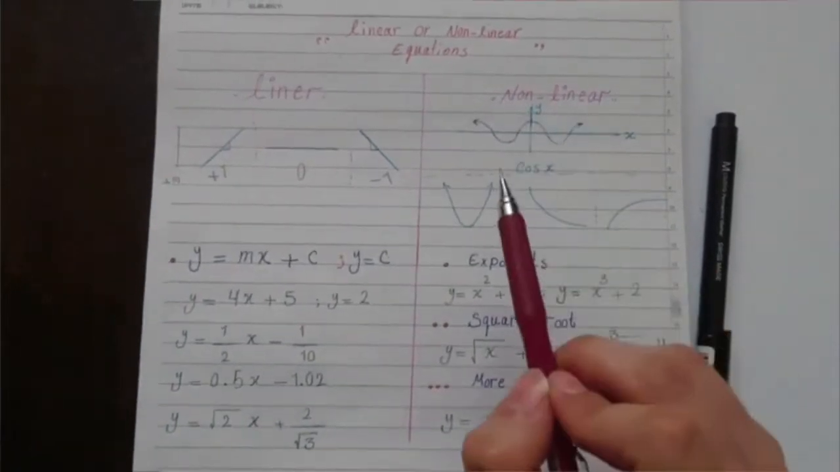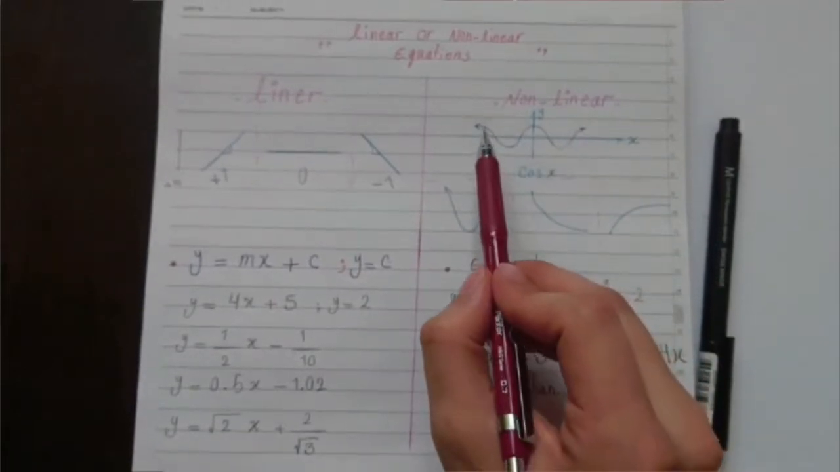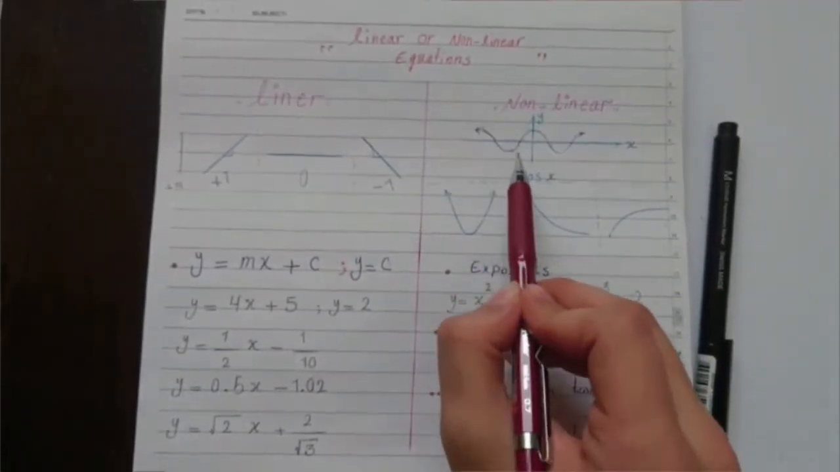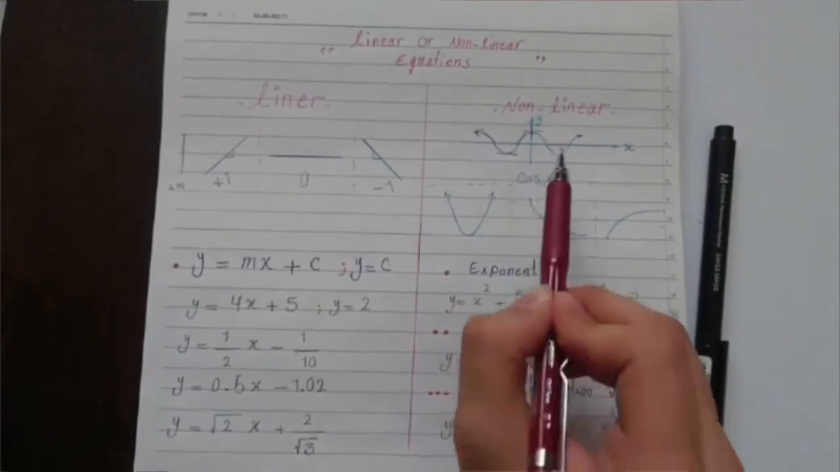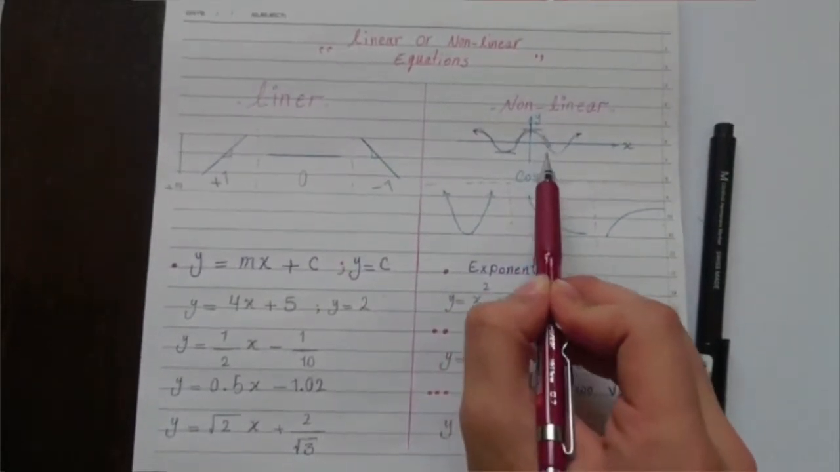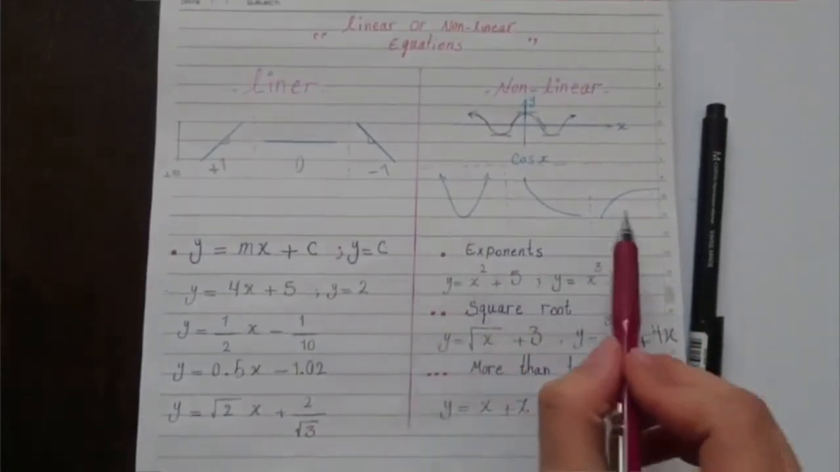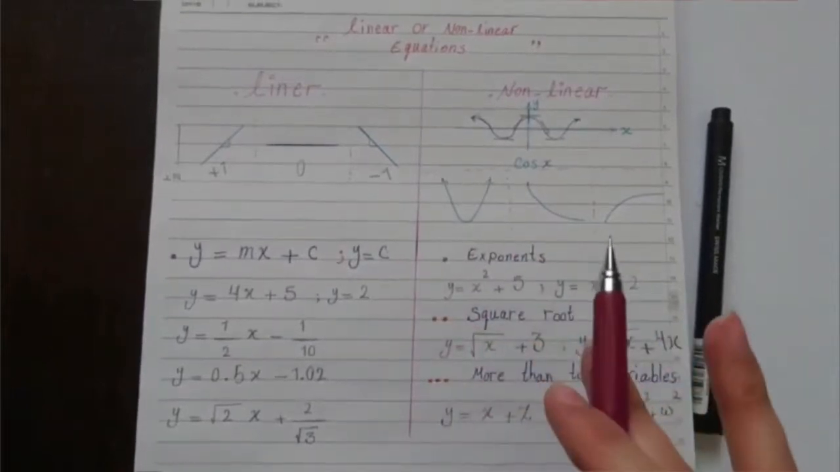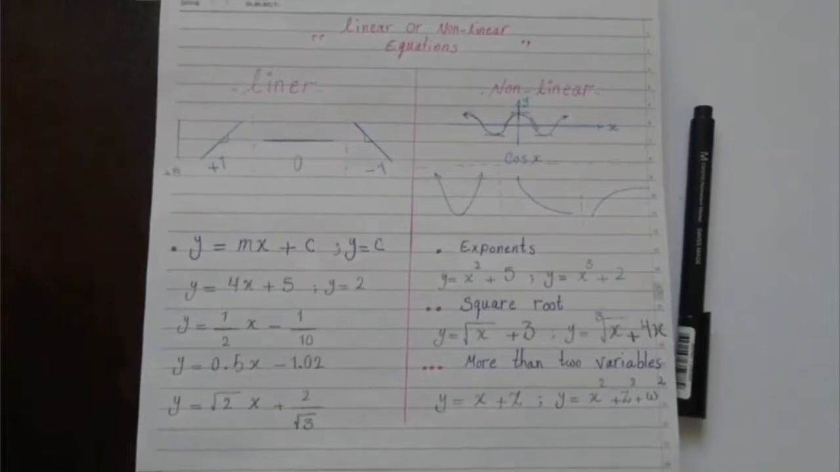But in nonlinear equations, the slope varies from point to point. For instance, here it's negative, here it's equal to 0, here it's positive, here it's 0, here it's negative, here it's 0, and it changes. And also in here, and they are not a line, so we call them nonlinear.